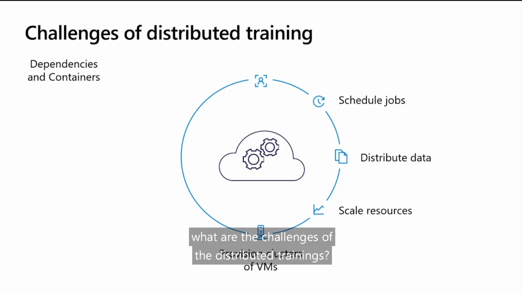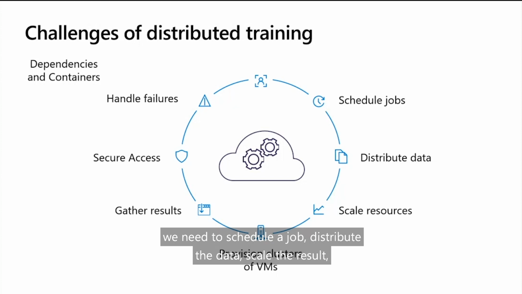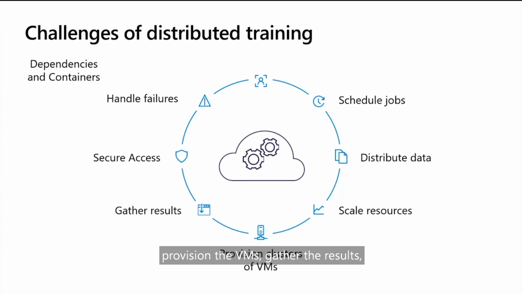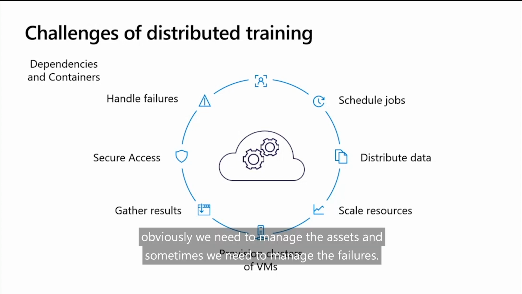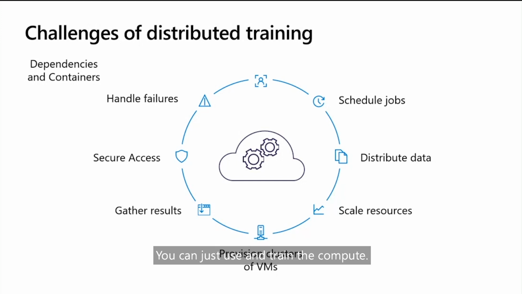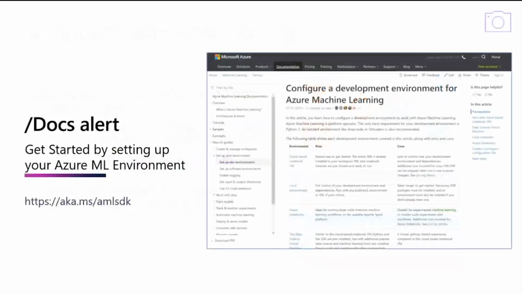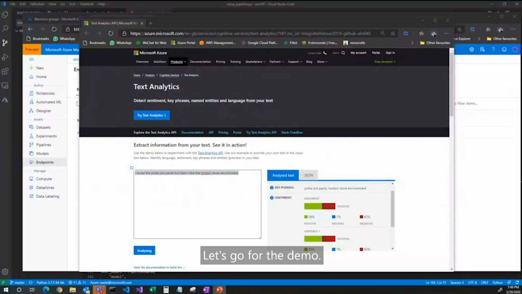So what are the challenges of distributed training? For distributed training, we need to schedule a job, distribute the data, scale the resources, provision the VMs, and gather the results. Obviously, we need to manage the assets, and sometimes we need to manage the failures. So in the Azure Machine Learning Studio workspace, this is a managed service. You do not need to manage the infrastructure. You can just use it and train on the compute. Let's go for the demos.